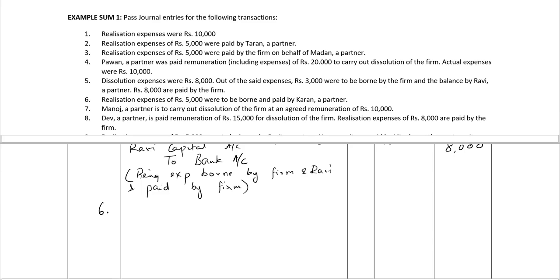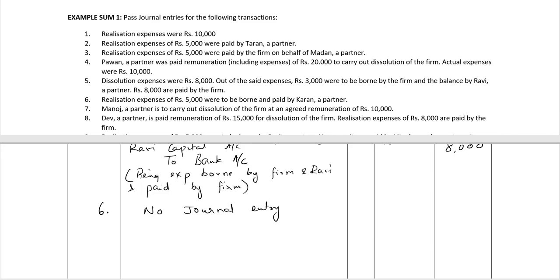Let's go to the sixth point. Realization expenses of rupees 5,000 were to be borne and paid by Karan, a partner. So the expense is to be borne and it's also paid by Karan, a partner. There will be no journal entry for this question. Let's go to the seventh question. Manoj, a partner, is to carry out dissolution of the firm at an agreed remuneration of rupees 10,000. So the firm is allowing a remuneration to Manoj, a partner.